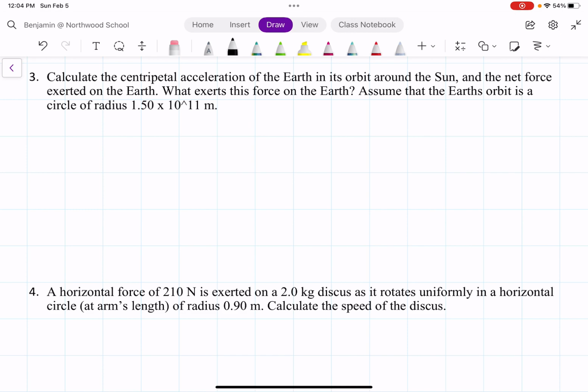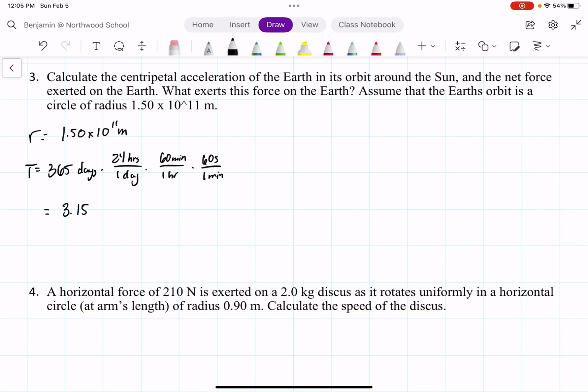So we're going to write down what we know. We know the radius is 1.5 times 10 to the 11th meters. And we also know that it takes the Earth 365 days to go around the Sun. So we have T equals 365 days, and 24 hours in a day, 60 minutes in an hour, and 60 seconds in 1 minute. So what we can find is that that is equal to 3.15 times 10 to the 7th seconds.